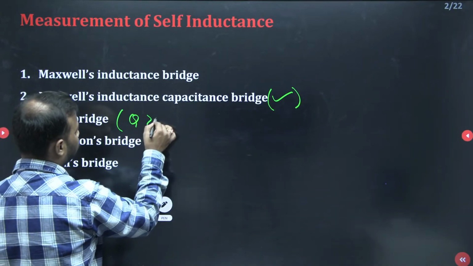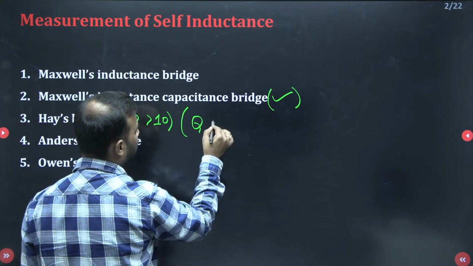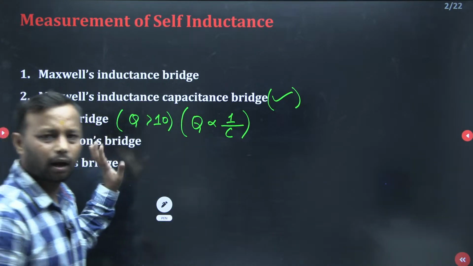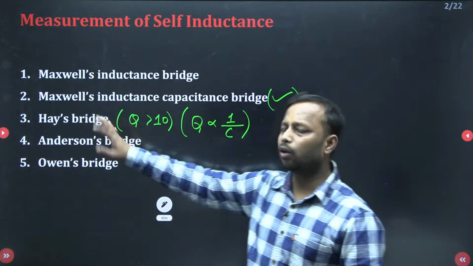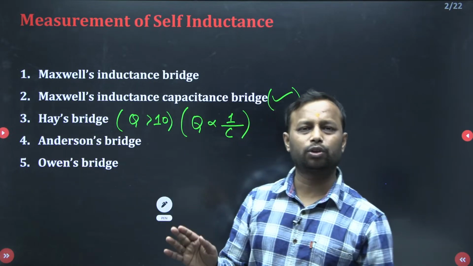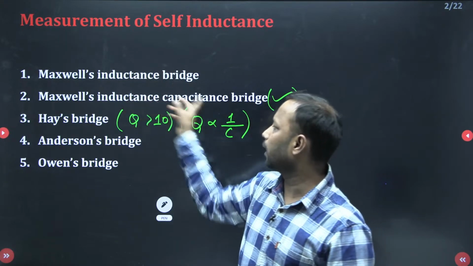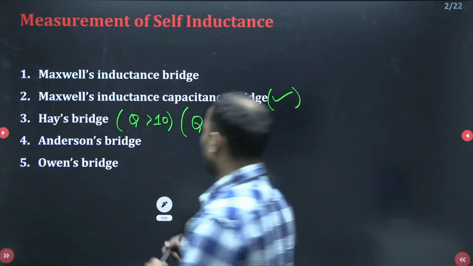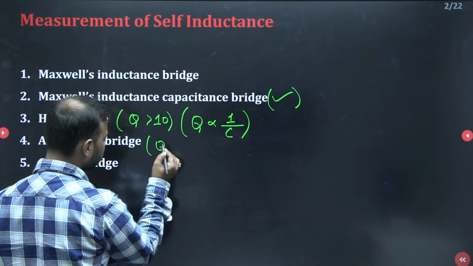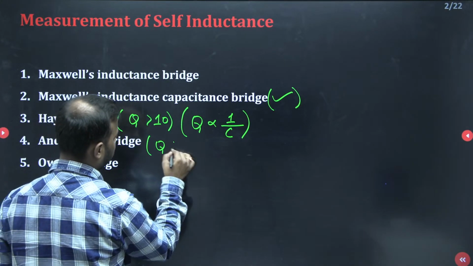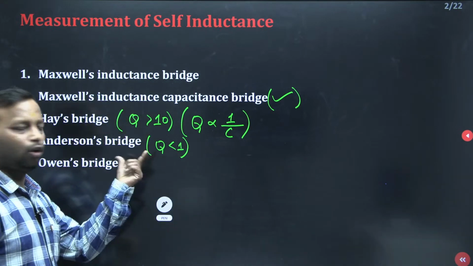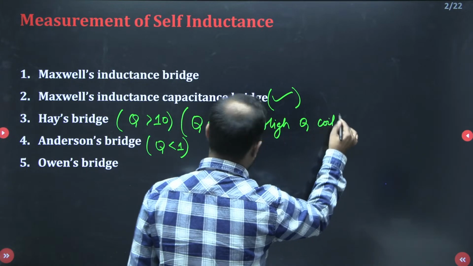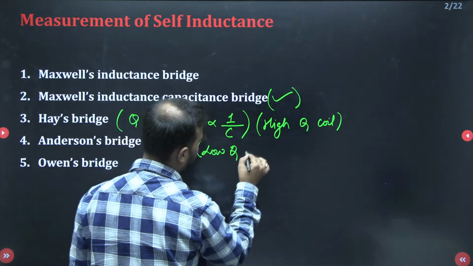So here this Q has to be greater than 10, because in this case quality factor is inversely proportional to the capacitance. Got the point? But this need not be studied because you will never get a question from this Hay bridge. Okay, so whatever questions we have had till date are with respect to the Maxwell inductance capacitance bridge or Maxwell inductance bridge. Okay, all right. And your Anderson bridge is used to measure quality factor less than 1, meaning for low Q coil. This is for high Q coil, and this is low Q coil.